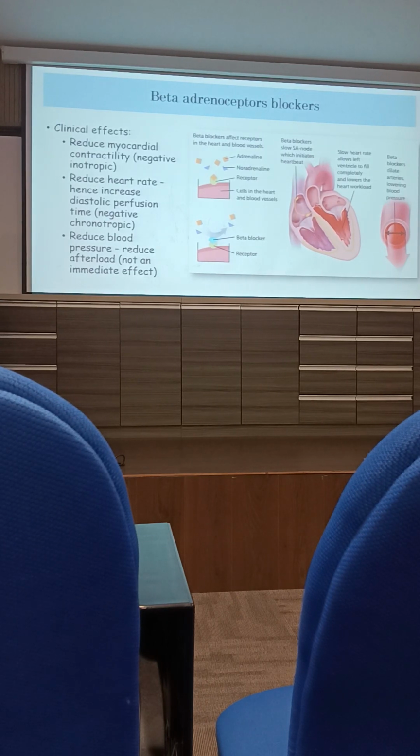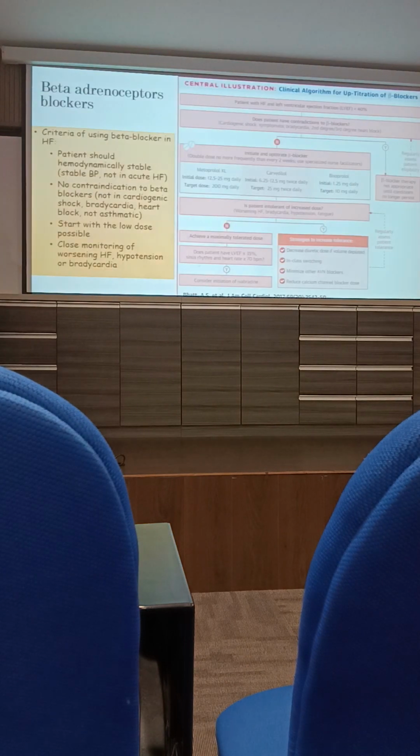Okay, they are not gasping, they are not short of breath, but you want to block the sympathetic activity, you want to maintain the patient that way, then you can give a beta blocker. Understand? Not in acute heart failure, but in chronic heart failure. So the criteria for using a beta blocker in heart failure: the patient should be hemodynamically stable. The blood pressure is stable, and not in acute heart failure, no contraindication to beta blockers.